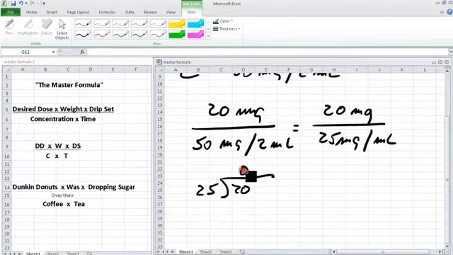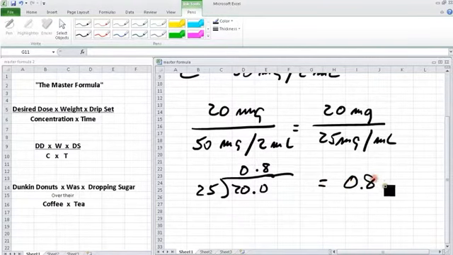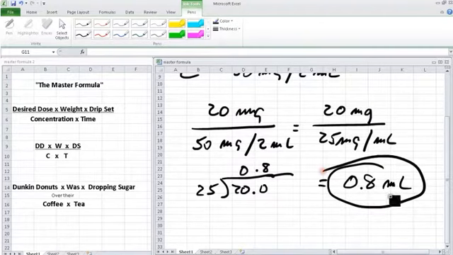Okay. Well, 25 doesn't go into 20. I'll put an extra 0 here on the decimal point, but 25 does go into 208 times. And that is the answer, 0.8 milliliters. So that's it for this class of problems.